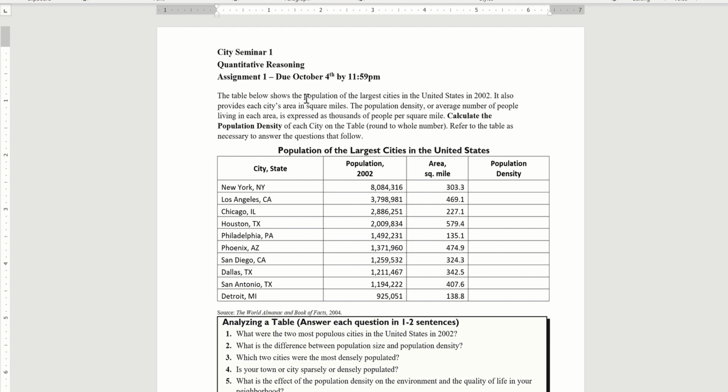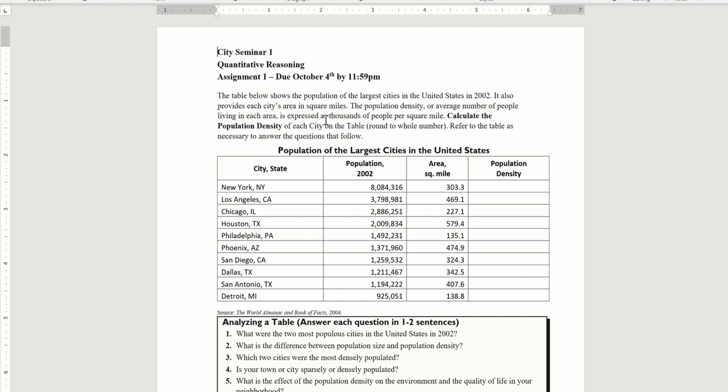The table below shows the population of the largest cities in the United States in 2002. It also provides each city's area in square miles. The population density, which you guys know how to solve, is the average number of people in a living area, right? So how compact they are. So it's expressed as thousands of people per square mile. In this case, millions of people per square mile, right?